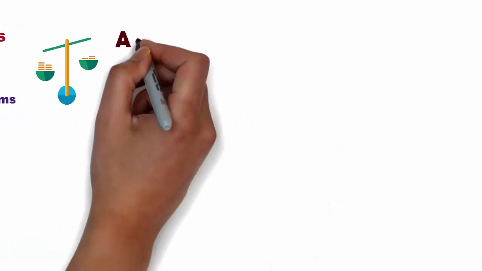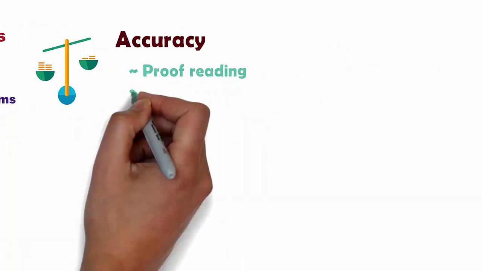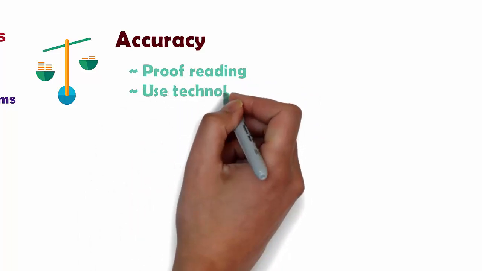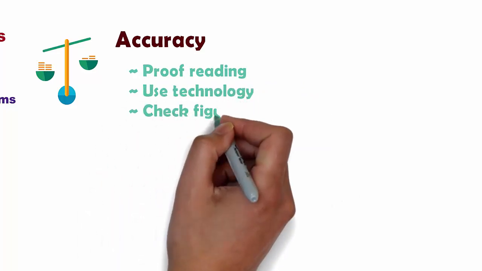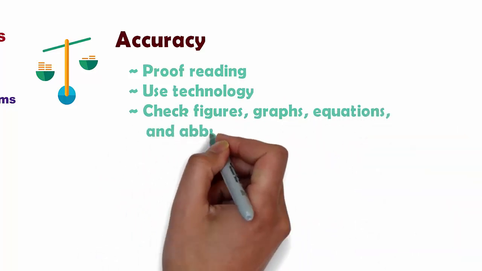Accuracy is the 5th trait of technical writing, which requires that you proofread your text. Computer spell checks are useful for catching most errors. Double check calculations, figures, scientific and technical equations and abbreviations.